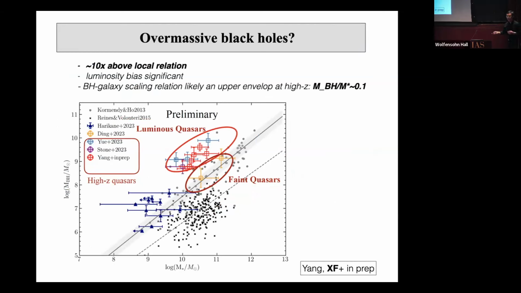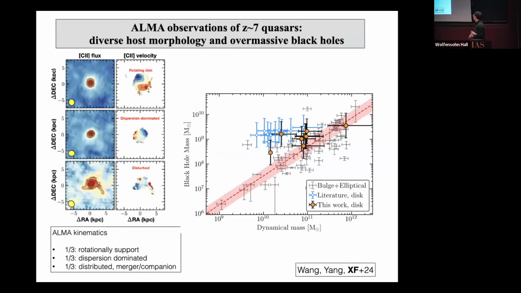My main message is that I don't think there's a relation, except I see scatter. Things with very different black hole mass can end up with very similar host galaxy mass at this redshift. So these are the ALMA observations, which of course have very different systematics, but similar messages.